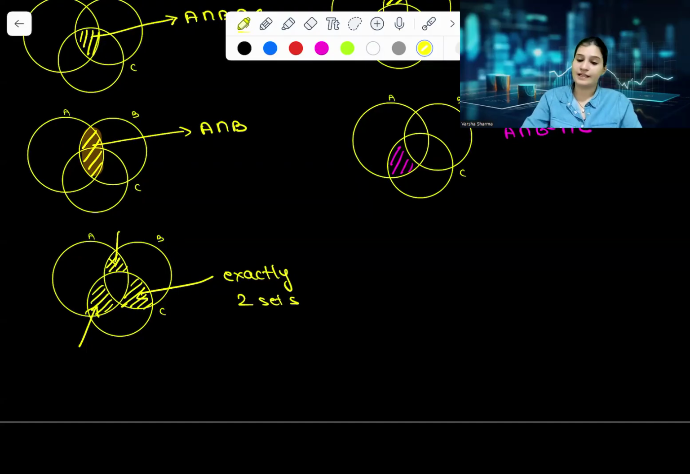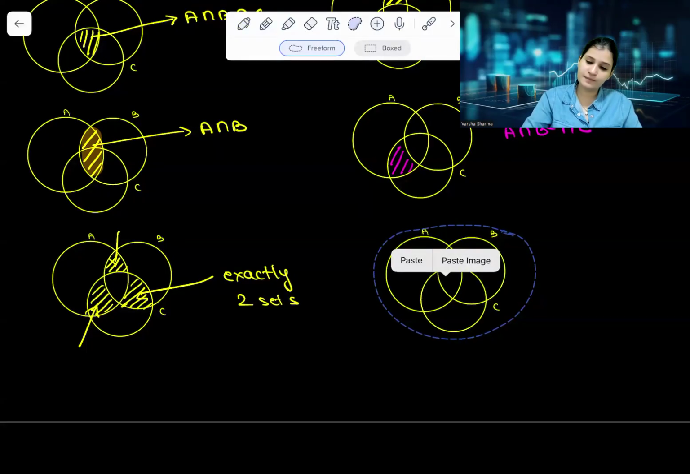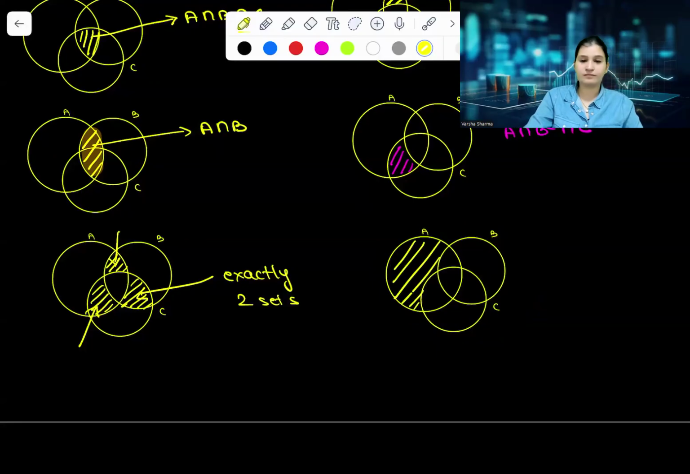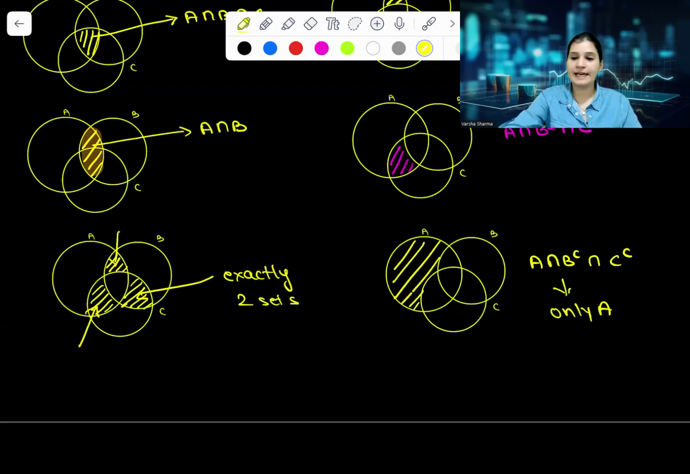No, this is exactly two sets. Any doubts still here? No, ma'am. What will be this portion? Present in A, yes. Is it present in B? No. Is this portion present in C? No. Is this understood? Basically, this is only A. This is only A. Yes or no? Yes, ma'am.